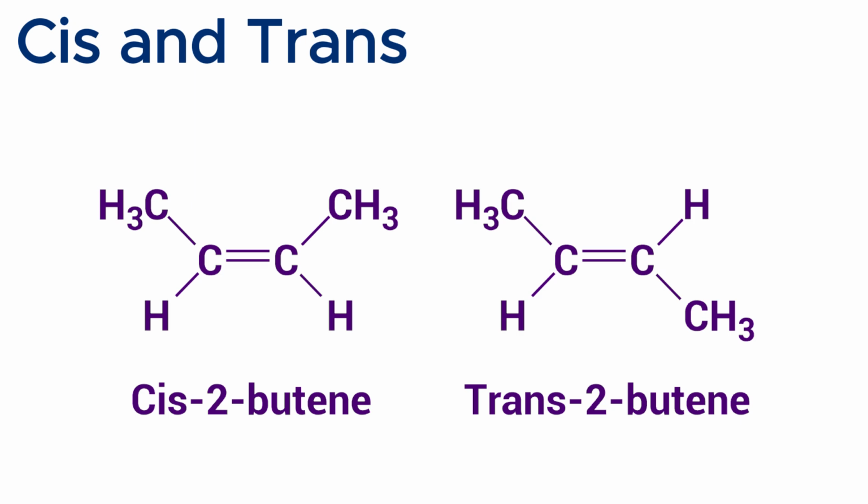As you can see, in cis-2-butene, the two methyl groups are on the same side of the double bond, while in trans-2-butene, the methyl groups are on opposite sides. This same applies to the hydrogen atoms. On the cis isomer, they're on the same side, and on the trans isomer, they're on opposite sides.